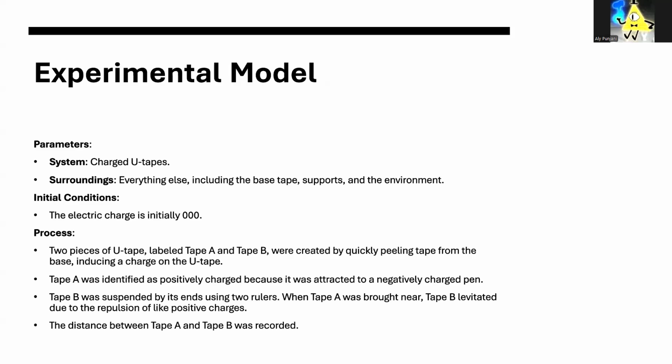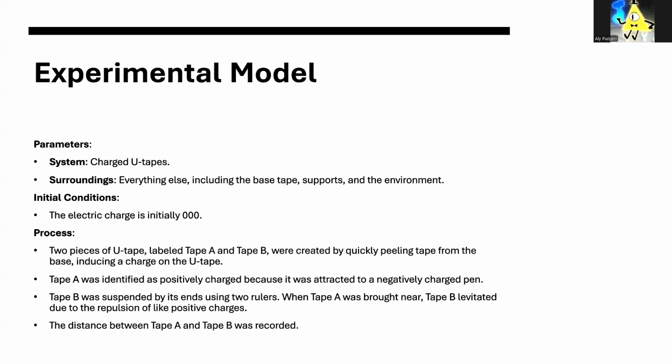Experimental model. Parameters: charged tapes. The surroundings are everything else, including the base tapes and the supporting environment. Initial conditions: the electrical charge is initially 0. Process: two pieces of tape labeled tape A and tape B were quickly created by peeling tape from the base and inducing a charge on the tape.